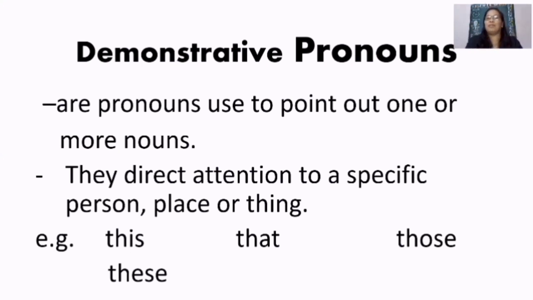Again, when we say demonstrative pronouns, these are used to point out one or more nouns. Okay, example. This is my book. This here is a demonstrative pronoun because it is pointing to that particular book.